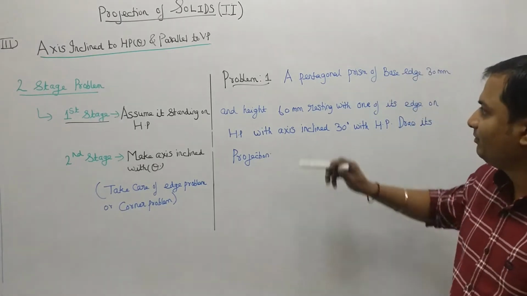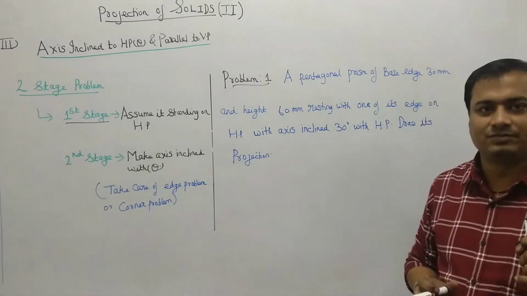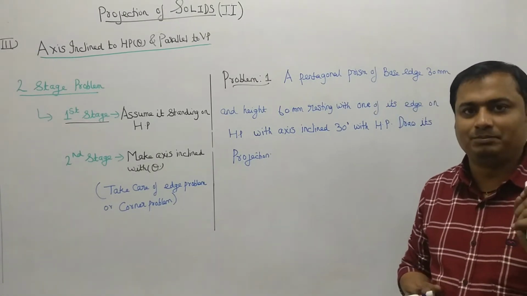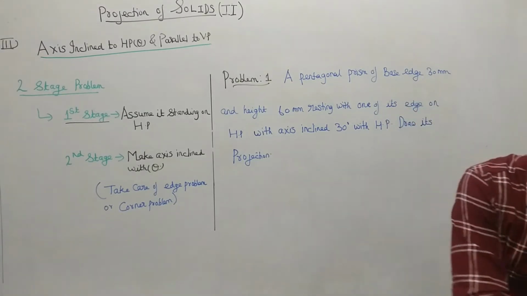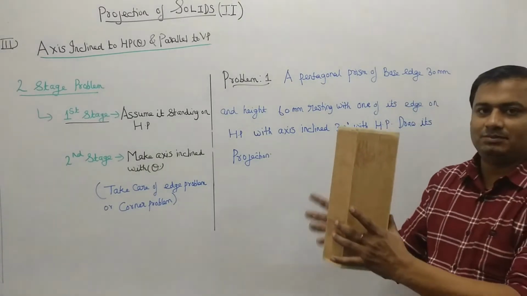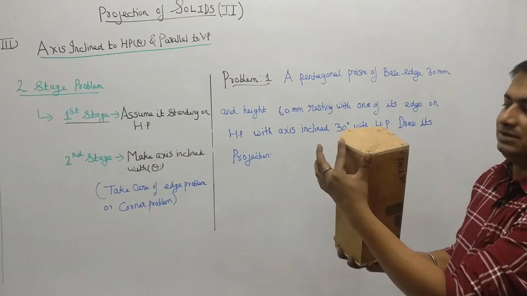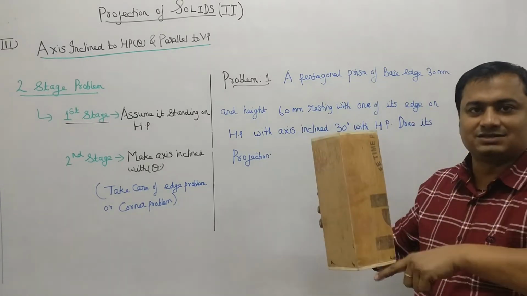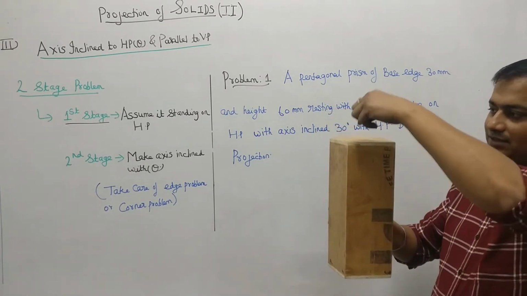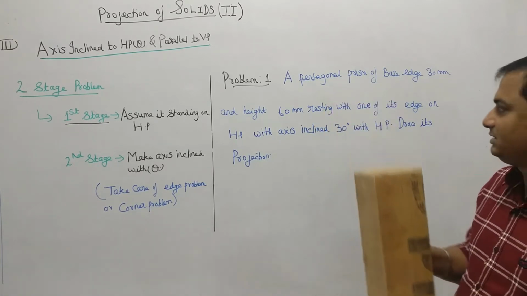So the problem says that it is a pentagonal prism. We know what a pentagonal prism is. 30 mm base edge. If this is my pentagonal prism, it is given that the base edge is 30 mm, and the height is 60 mm. Height means the axis length. So the axis length is 60 mm. Base edge 30, height 60.